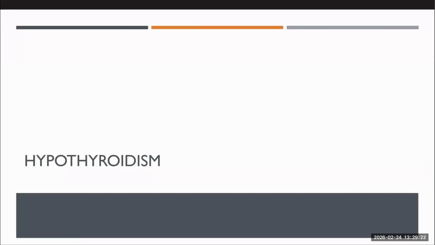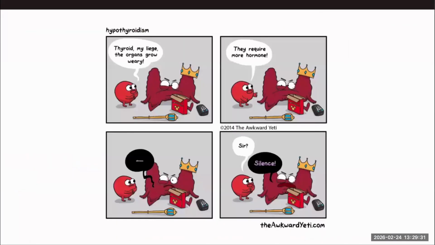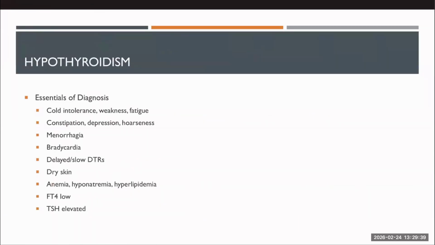Okay, we'll get started. So hyperthyroidism, too much thyroid hormone. Now move on to too little thyroid hormone. And you get the other cartoon, the bookend. So you can read that later if you want. So cold intolerance, weakness, fatigue. If you know one set of symptoms, the other thyroid condition is the opposite. So don't memorize both, just memorize one.